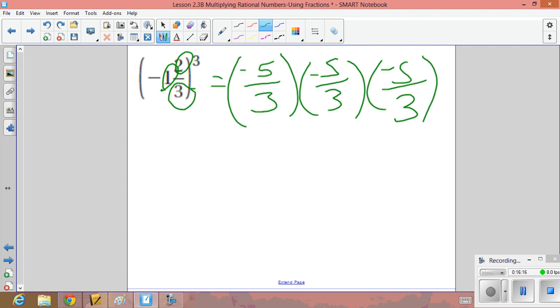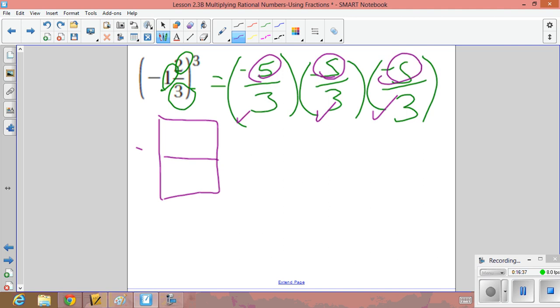All right, the unfortunate part about this problem is we can't cross-reduce anything here. So we just have to work with the numbers as they are. So negative times negative is positive. Positive times negative is negative. So my solution is going to be negative something. So 5 times 5 is 25. 25 times 5 is 125. 3 times 3 is 9. 9 times 3 is 27.